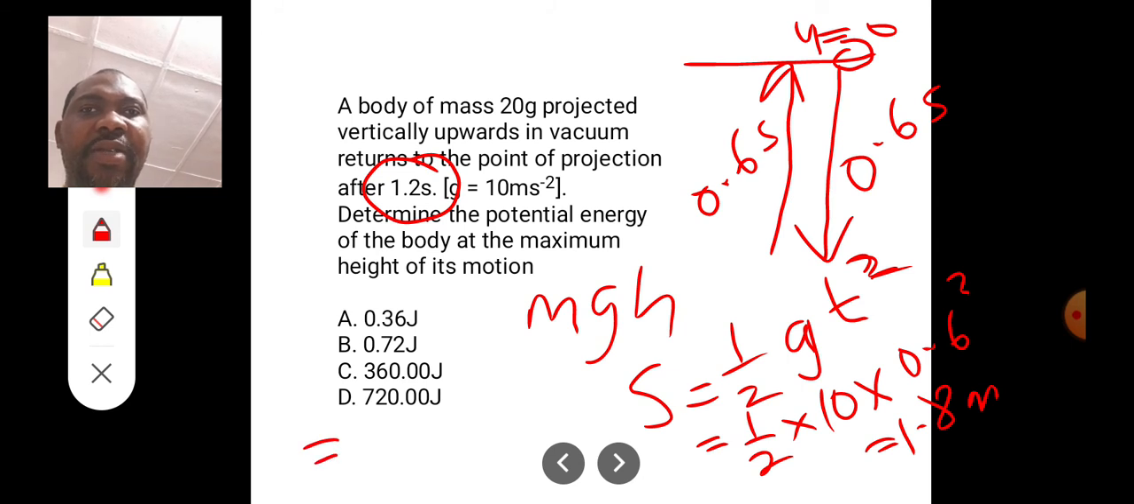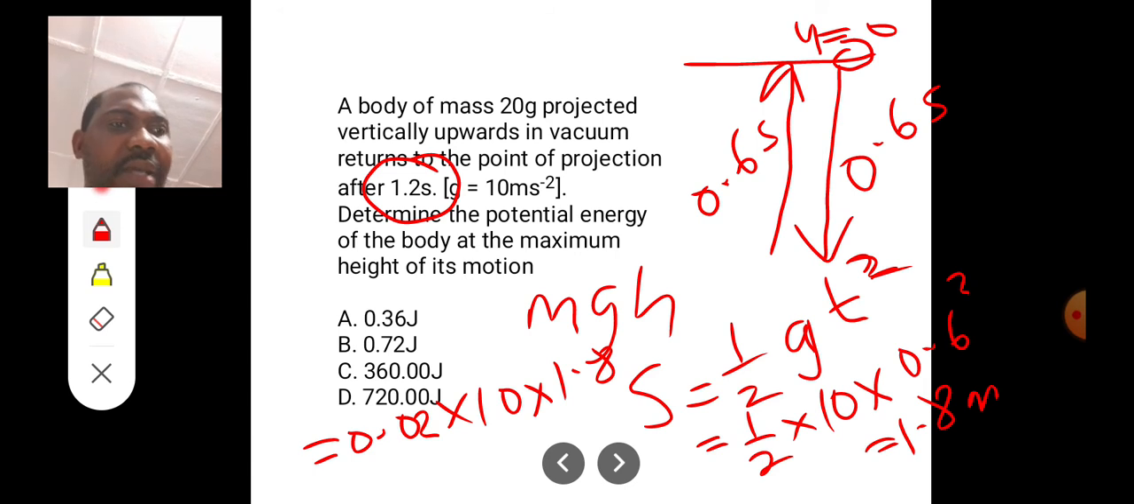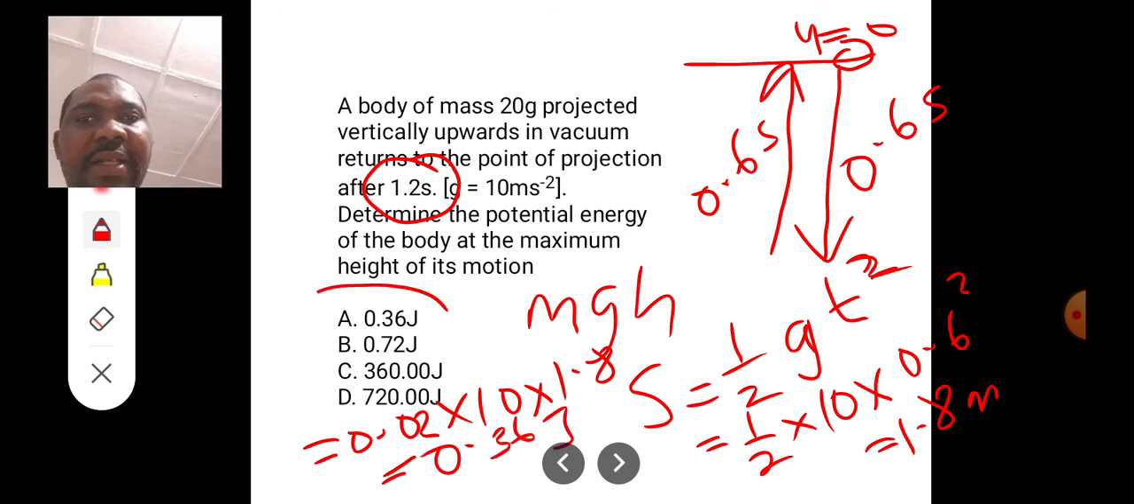So now that we've gotten 1.8 meters, we can find the potential energy, mgh. Your m here is 20 grams, which is 0.02 kilograms when you convert it. G is acceleration due to gravity, that will give us 10. Then h is the height, which we just calculated to be 1.8. So if we do this, we are going to get 0.02 multiplied by 10 multiplied by 1.8. We're going to get 0.36 joules. So the answer to this question is A.